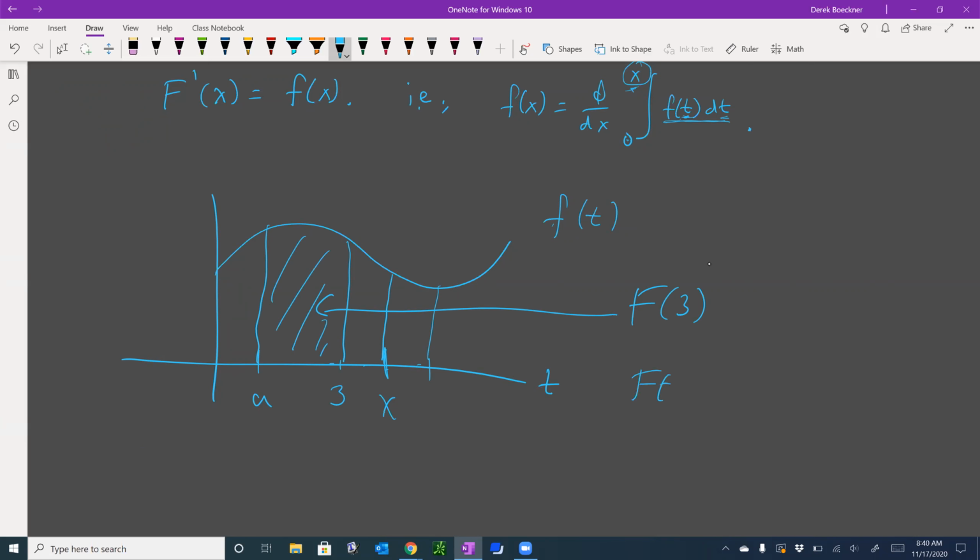So f of x equal to the integral from 0 to x of f of t dt. This is the area under f of t from 0 to x. Maybe that's 0. Well, that area depends on where I stop, but it doesn't depend, I mean, it does depend on the function, but it doesn't depend on what the variable in the function is. It just depends on where I stop. Okay?